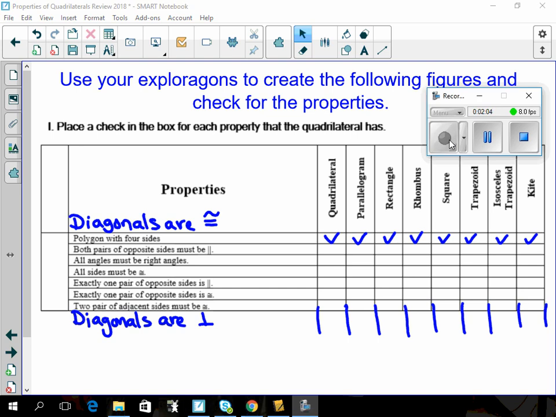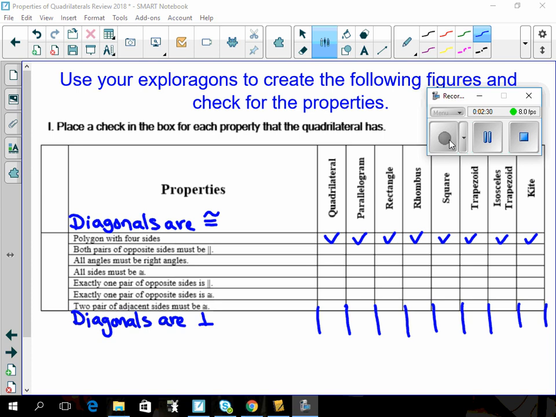So we know that a quadrilateral is simply a polygon with 4 sides. There's nothing else to add to that column. The next column is parallelogram. So in the parallelogram column, are the diagonals congruent? No. Remember how I showed you one is much longer than the other because it's tilted? And the diagonals are not perpendicular either.